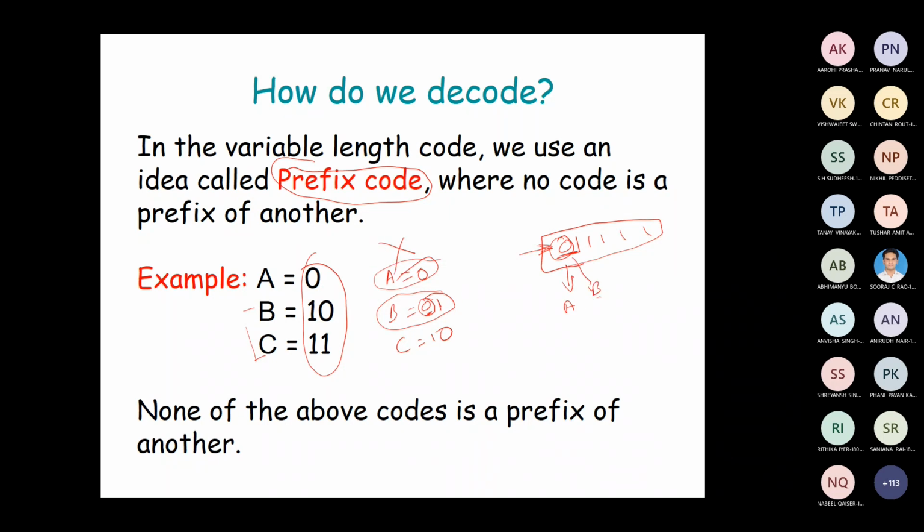This means that in the case of a prefix code, no code should be the prefix of another code. Similarly, if A is equal to 1, B is equal to 1, 0 and C is equal to 1, 1, this is also not a prefix code. Why? A is equal to 1 in this case, so this 1 is going to be the prefix of B and also the prefix of C. If that is the case, we cannot produce the unique information at the receiving end.